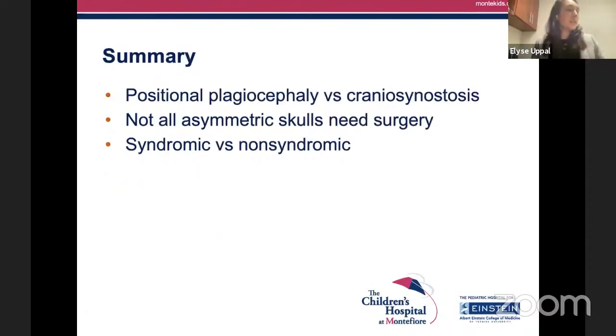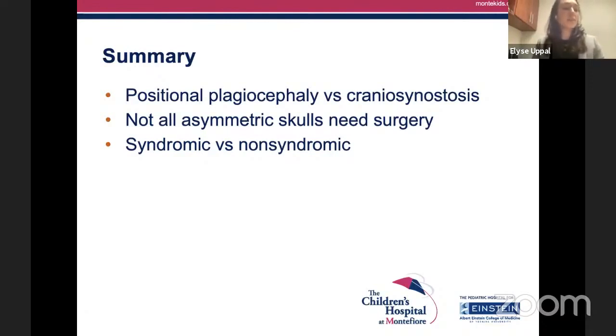So in summary, it is important to distinguish between positional plagiocephaly and actual craniosynostosis. Not all asymmetric skulls need surgery. I think that's the big takeaway here. For those that are positional, helmets are not always the answer. They require a huge commitment.